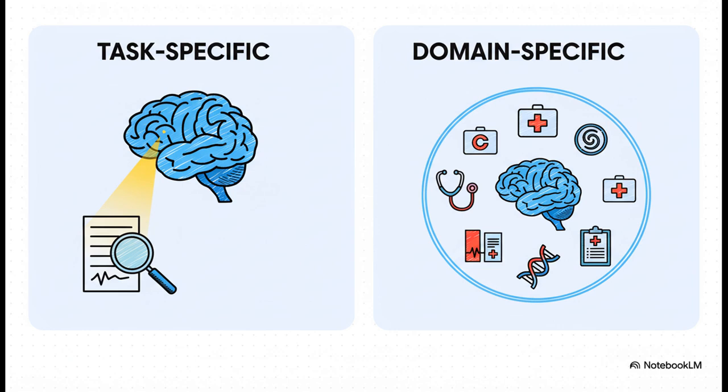On one side, you have task-specific tuning. Think of this like training a specialist for one very specific job, like a chatbot that only answers legal questions, nothing else. But on the other side, there's domain-specific tuning. This is way broader. This is about making the model an expert in an entire field, like medicine, so it gets all the lingo, the context, and the subtle nuances of that whole world.